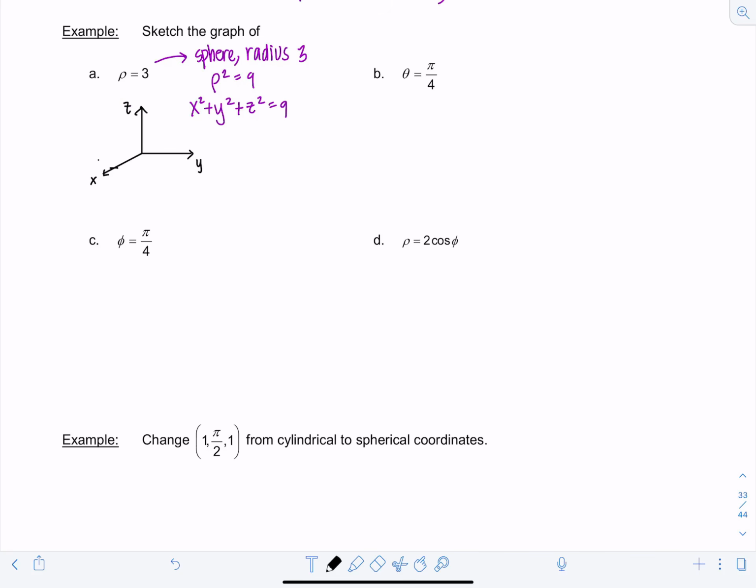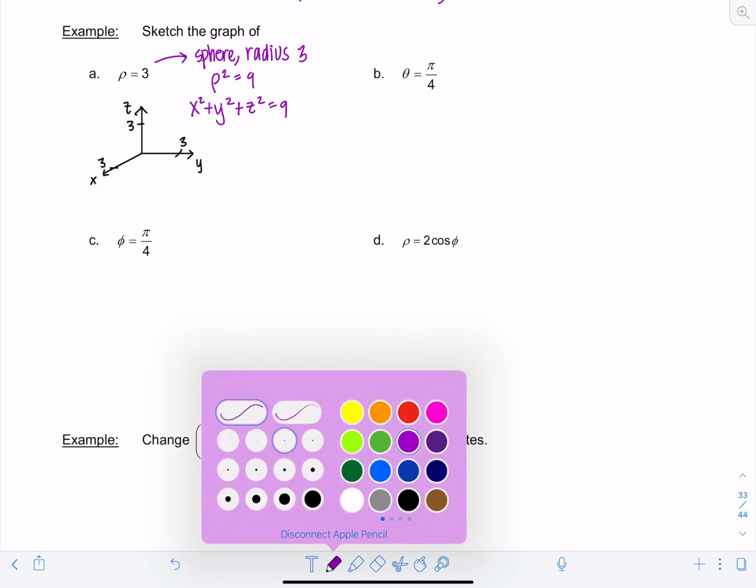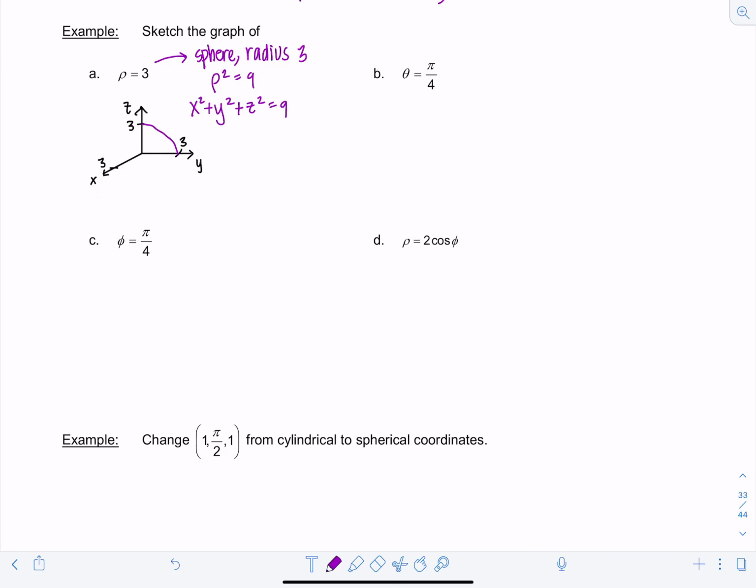Okay, let's sketch it out. Always put a little bit of labeling on those axes. And it's the full sphere, right? So top half and bottom half. Okay, moving on. Theta equals pi over 4.